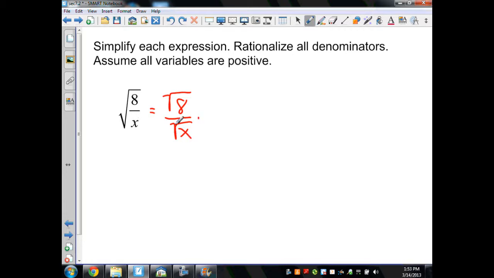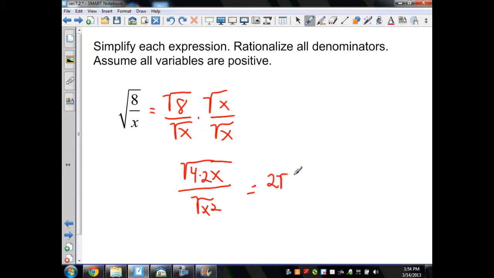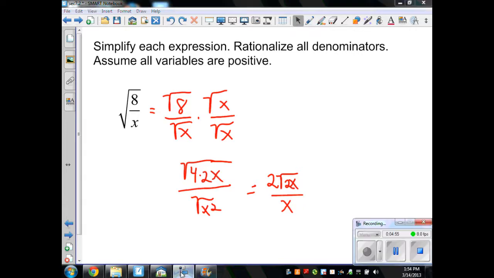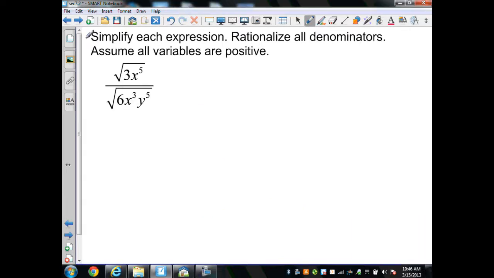Now I notice that I have a radical in the denominator. Rationalize by multiplying by that radical in the denominator gives me 8, which I'm going to write as 4 times 2 square roots of x, all over the square root of x squared, which when I simplify gives me 2 square roots of 2x over the square root of x squared, which is x.